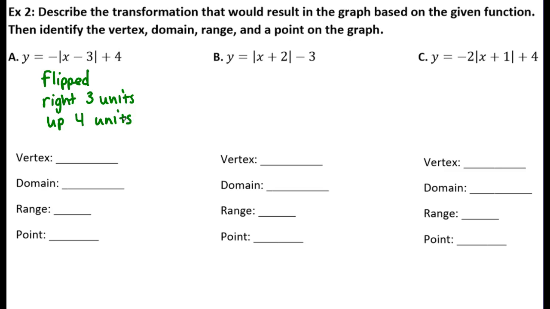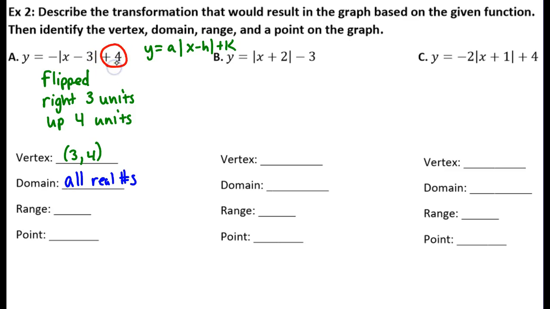Okay. Our vertex is going to be, remember, y equals a times the absolute value of x minus h plus k. So it's going to be the opposite of what we have on the inside. So the opposite of negative 3 is positive 3. And the same value on the outside, so 3 comma 4. Domain, just like in our quadratic function, is always going to be all real numbers.